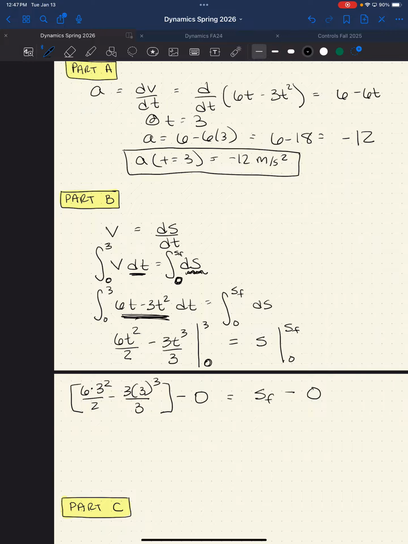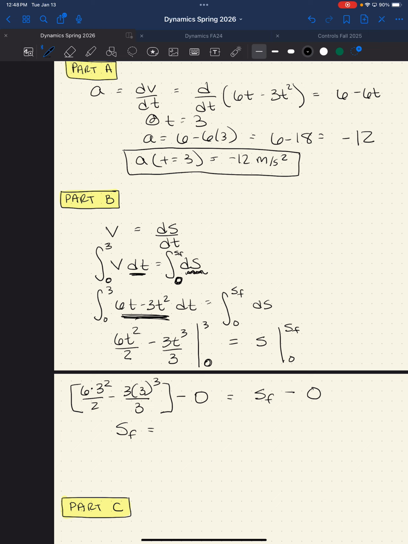All right. You can use your calculator. You can do mental math however you'd like. We should end up with S_f equals to what? 0. That seems odd. Why does that seem odd? I started at 0, and then I'm at 0 again 3 seconds later? What must have happened? It must have changed directions.